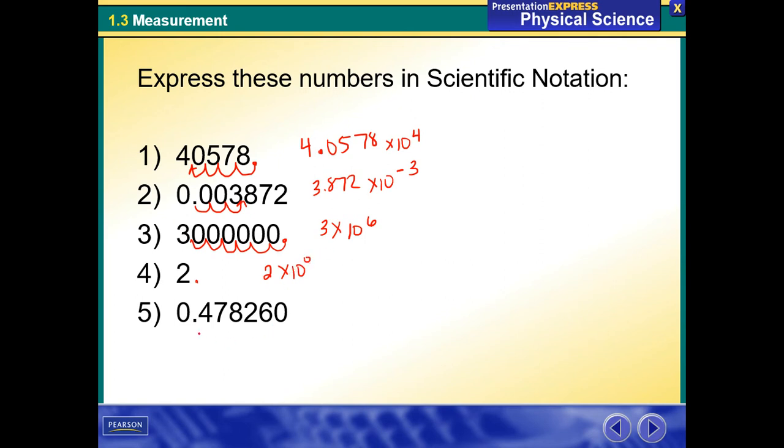And last one, here's my decimal, and I need to move it to the right just one time because I need one non-zero digit in front of it. So 4.78260 times 10, since I'm moving it to the right, and this number is less than 1, to the negative first. So how did you guys do?